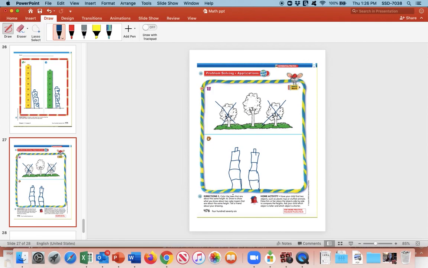So to conclude our lesson, focusing on our new vocabulary of taller, shorter, and same height. If we come up and look at our trees, we see that this tree is taller than these two trees. So repeat after me. The tree in the middle is taller than the trees on the side. And the trees on the side are shorter than the tree in the middle. And my cube trains are about the same height.